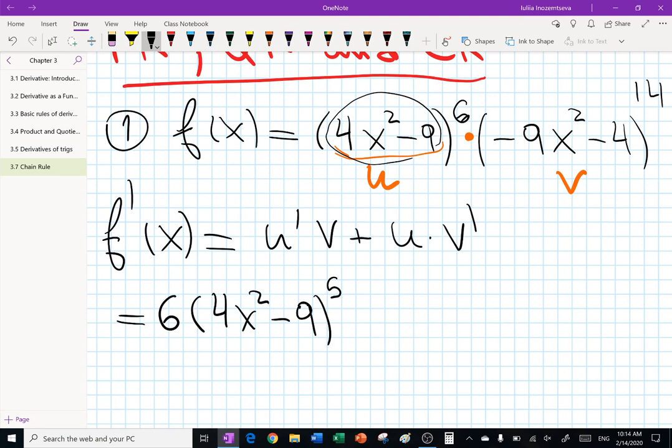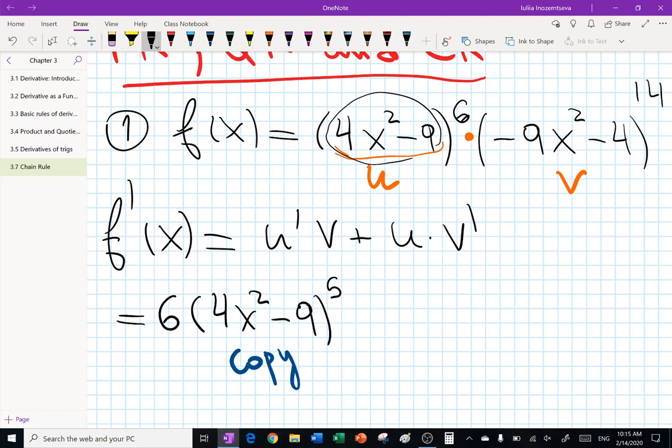If you keep saying it, it's actually not too bad. Something to the 6, but don't forget to copy. And now you're not done yet. How do I know I'm not done yet? If you have so many product and quotient rules, everything should be touched at some point. If you never touched 4x squared minus 9, probably you missed a piece. Make sense? Because when you're differentiating everything, and it's all nested, each piece should be differentiated at some point. So if you never had 8x anywhere, the derivative of 4x squared minus 9, that means you missed some piece.